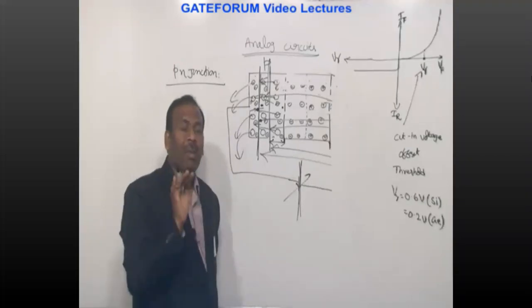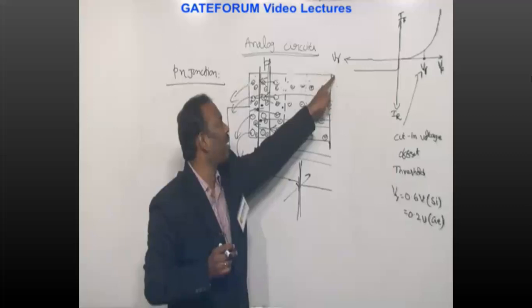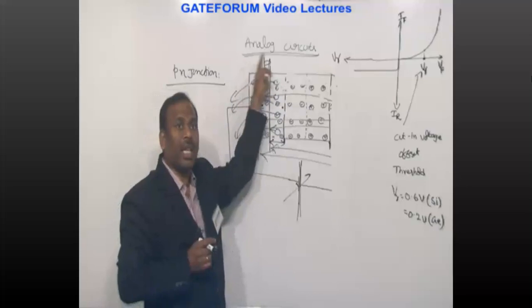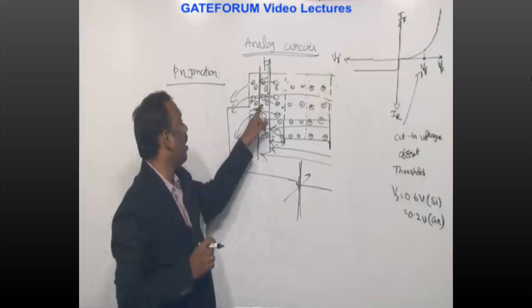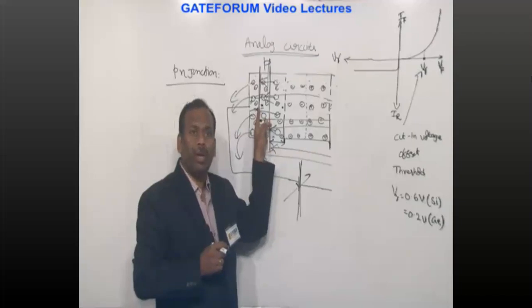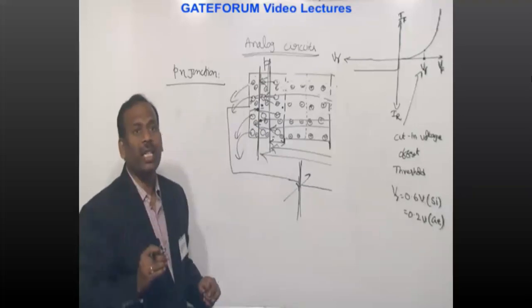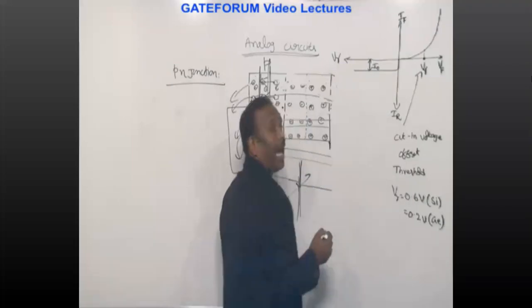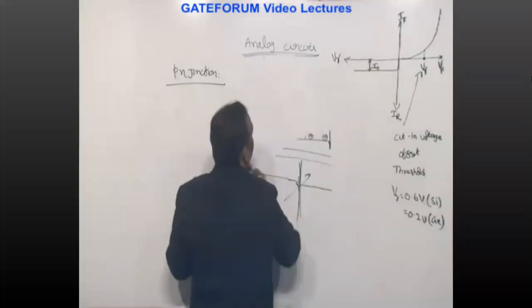So in the forward bias, current is maximum, and the current is due to majority charge carriers. Electrons in n-type semiconductor and holes in p-type semiconductor are majority charge carriers. Therefore, current is due to majority charge carriers. In reverse bias condition, electrons are moving from here to here. Electrons in p-type semiconductor are minority charge carriers. Therefore, current is due to minority charge carriers. Minority charge carriers are small in number, therefore current is small. This quantity is called I naught, the reverse saturation current.